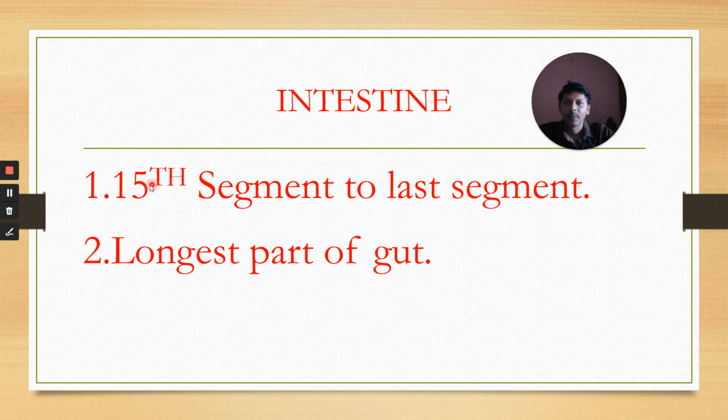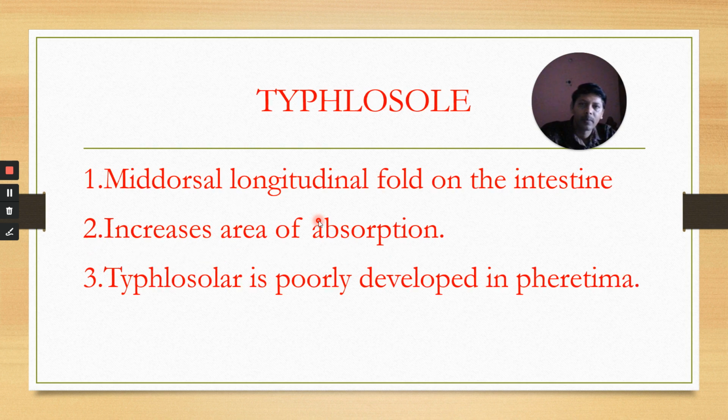Next one, intestine, 15th segment to the last segment. This is the longest part of the gut of the earthworm. The longest part of the alimentary canal is the small intestine. The longest part in the small intestine is the ileum, around 3 meters.